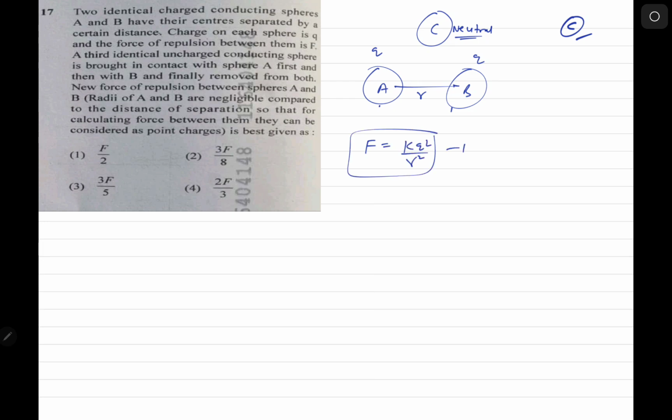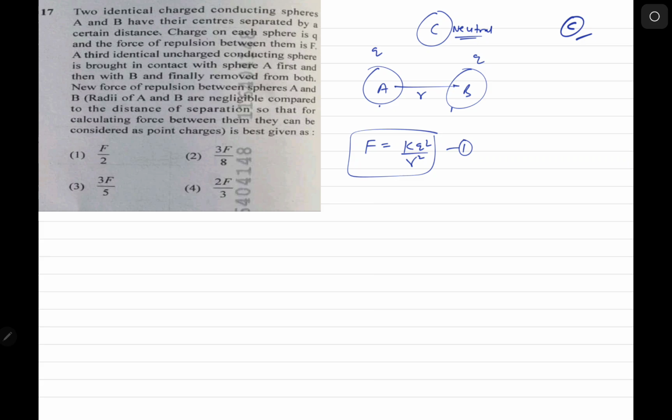Next question, question number 17, which is based on electrostatics, conductors property. Two identical charged conducting spheres A and B both have the same charges Q and Q. There's another body C, which is neutral. In the question they say that C is touched with A first, and then it is touched with B, then it is removed, and then again we need to see the forces between A and B. The initial force is given that they are separated by a certain distance, let's say R. So the initial force between them is KQ square by R square. That is the initial force.